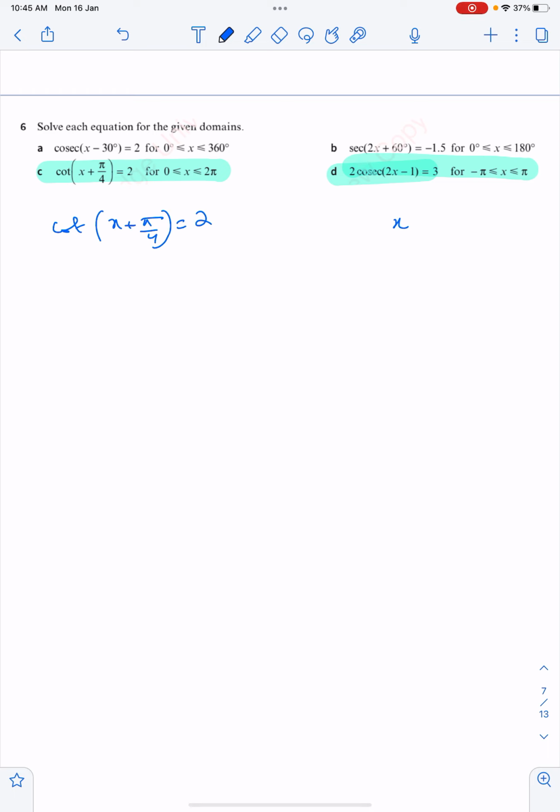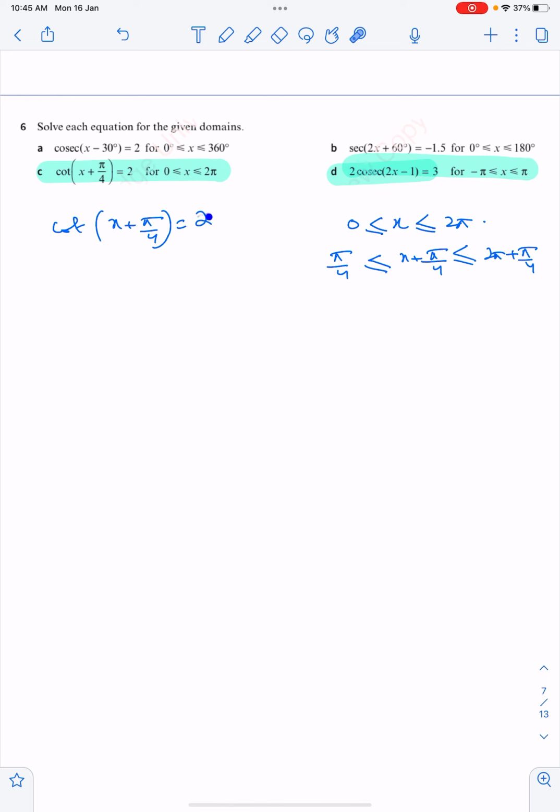The range for x is 0 to 2 pi. So we want the range for x plus pi by 4. The first step is always to alter the range. X plus pi by 4 is going to be 0 plus pi by 4, which is pi by 4, and 2 pi plus pi by 4. So this is the range. That means every angle from pi by 4 up to 2 pi plus pi by 4, we have to accept.